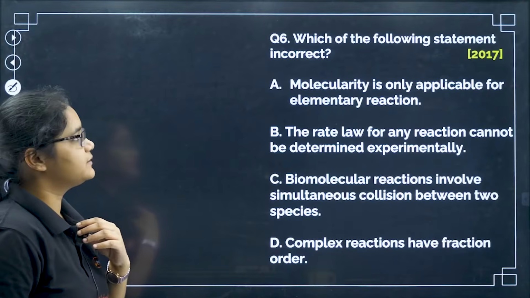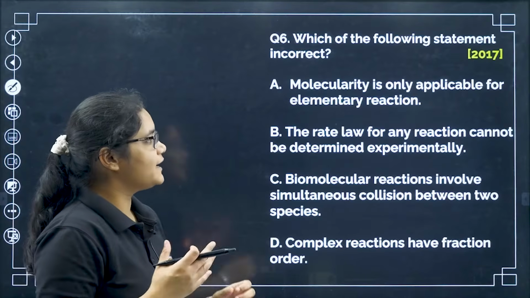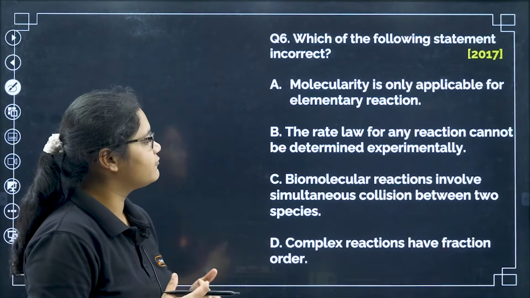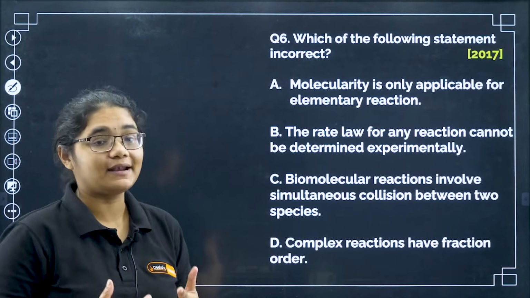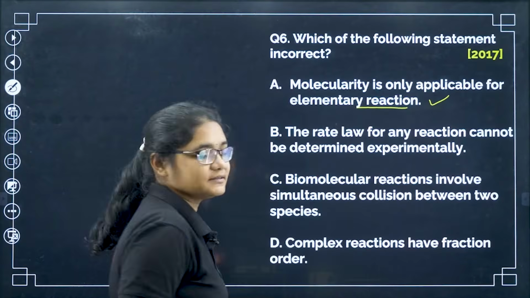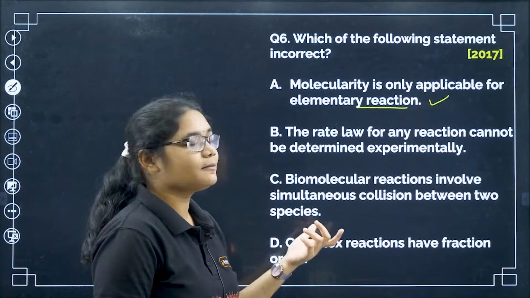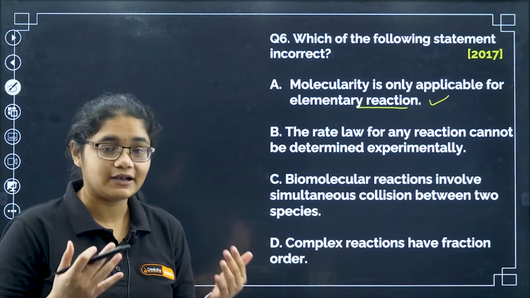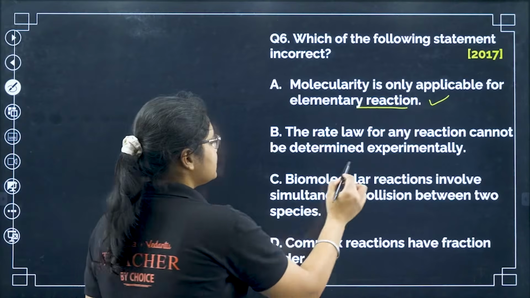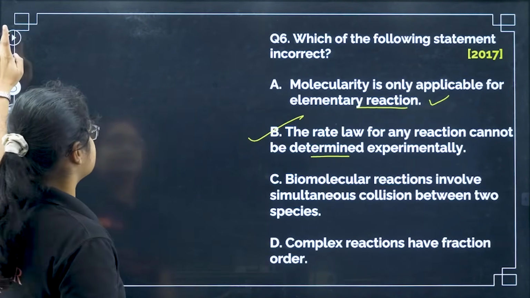Now coming to question number 6, which of the following statement is incorrect? So molecularity is only applicable for elementary reactions. The rate law for any reaction cannot be determined experimentally. See, molecularity is only applicable for elementary reaction. This is a correct statement. The rate law for any reaction cannot be determined experimentally. No, the rate law is determined experimentally only. So this is completely incorrect statement. So option number B is the correct answer.